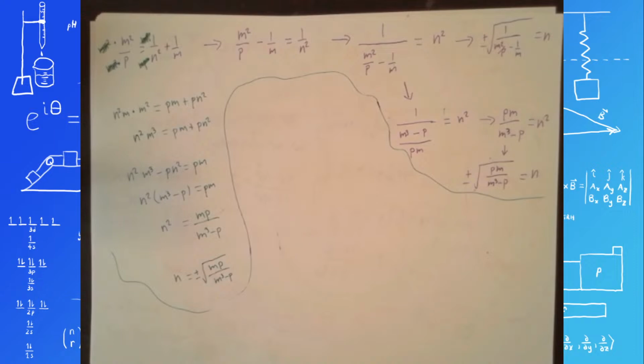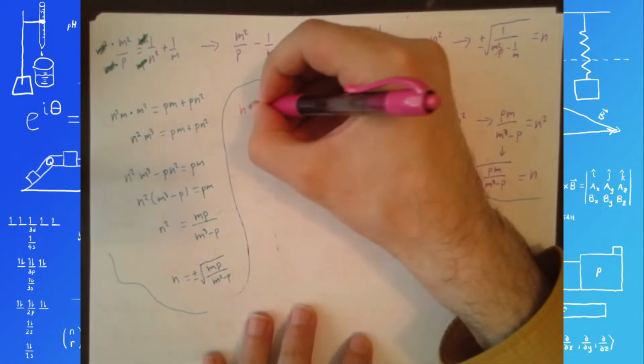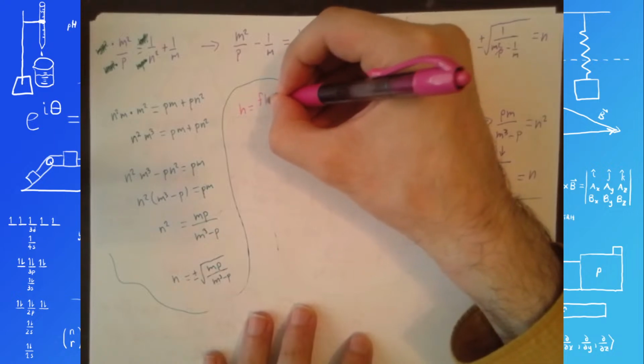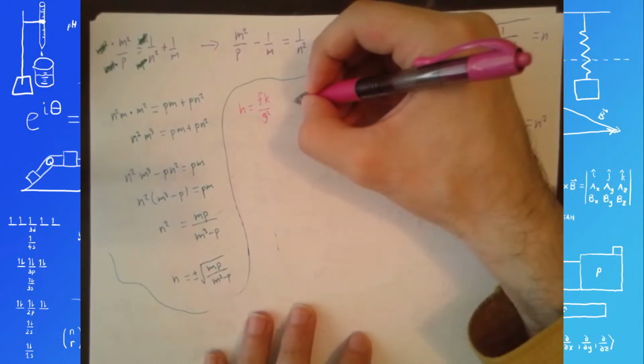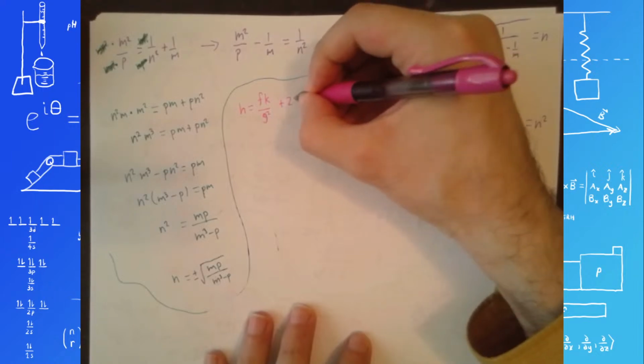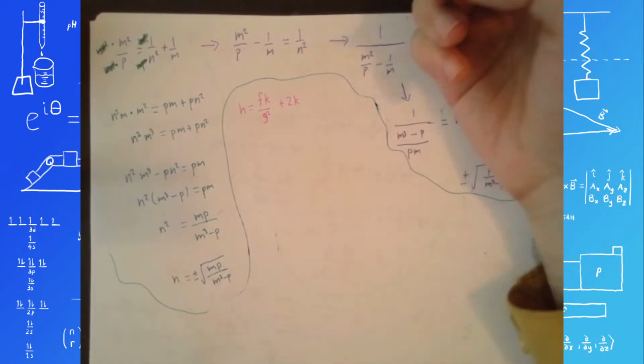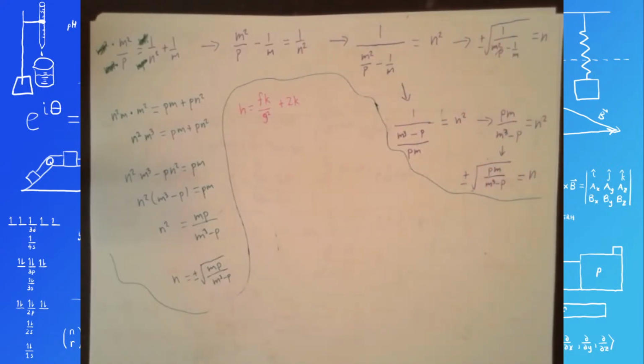H equals fk over g squared plus 2k. And it says solve for k, then solve for g.